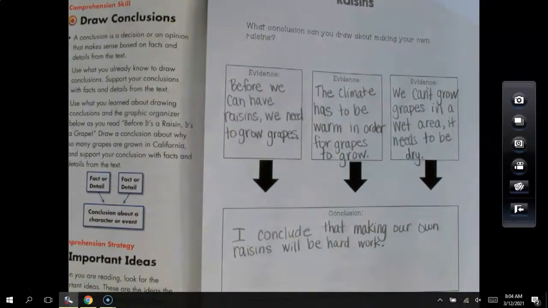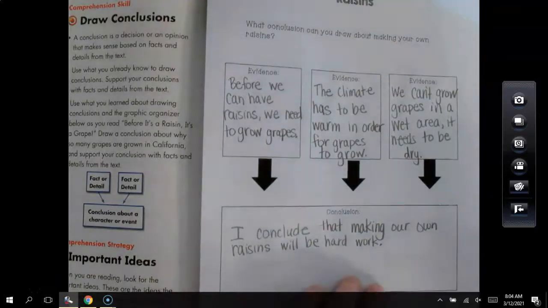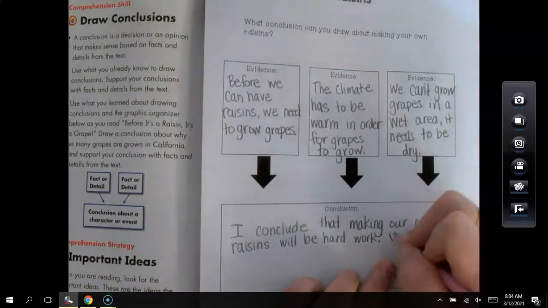And why is it going to be hard work? Well, because we have to go through the process of growing grapes first.